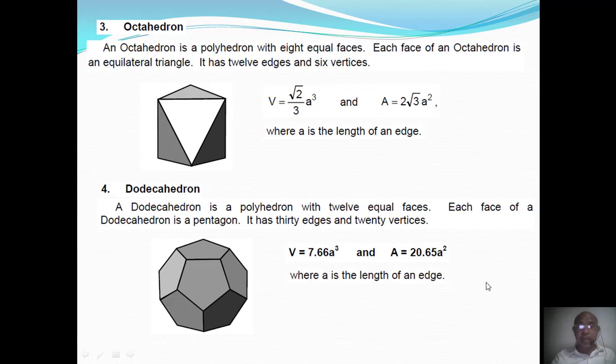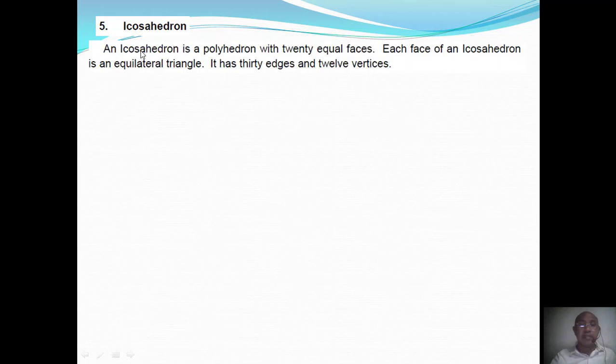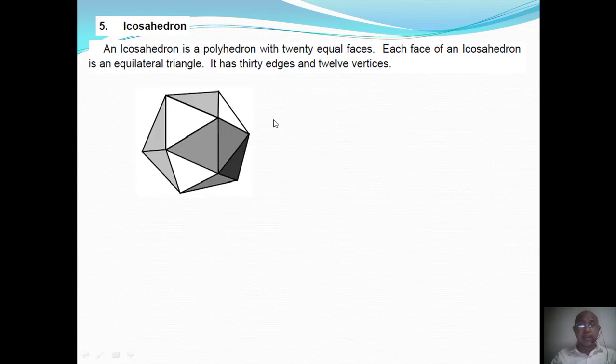Then we have the icosahedron. The icosahedron is a polyhedron with 20 equal faces, and each face of an icosahedron is an equilateral triangle. It has 30 edges and 12 vertices. Okay, so we have here the figure of an icosahedron.